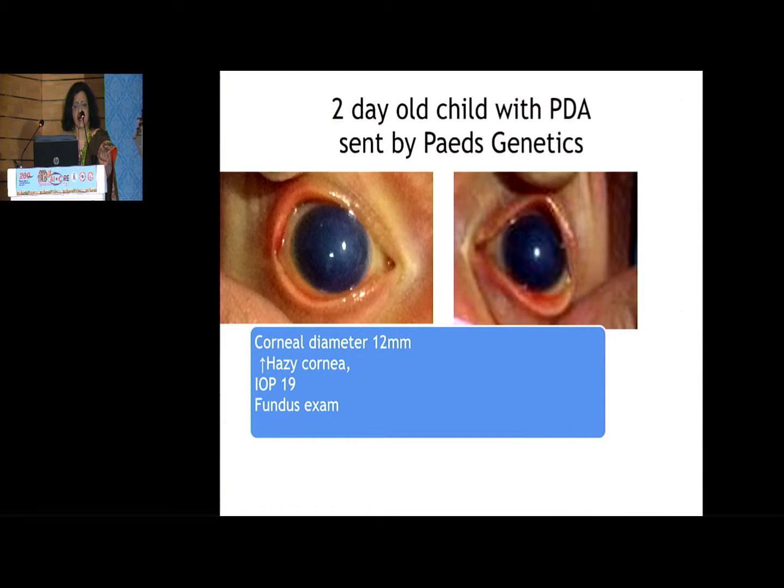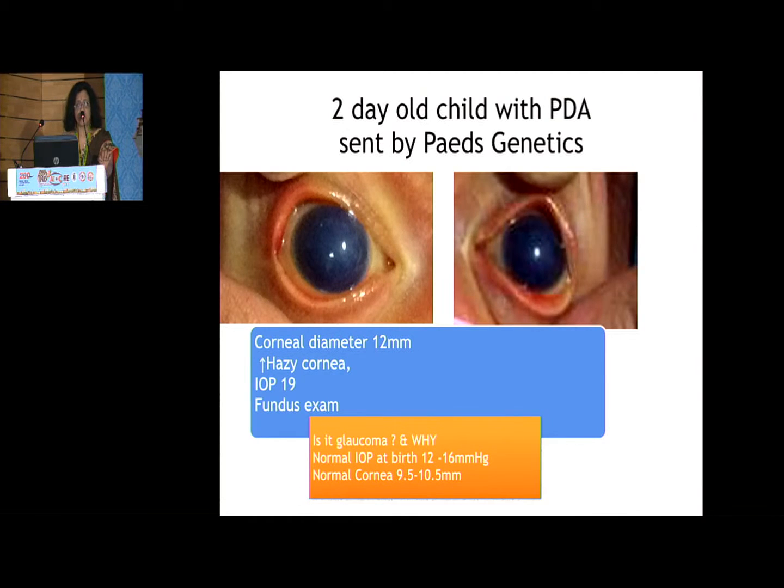The second child is a 2-day child who came to us with patent ductus arteriosus, sent to us by Pediatric genetics, who had a corneal dia of 12, a hazy cornea, and IOP of 19. And we needed to do a fundus examination, but first we have to think, does this child have glaucoma? Yes, because a normal IOP at birth is only 12 to 16. So even a pressure of 19 is high at this age.